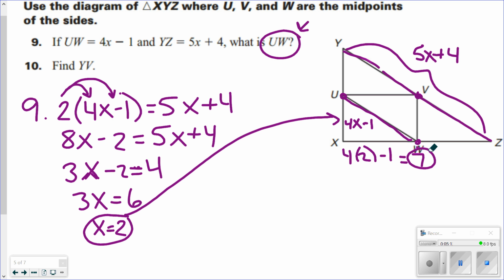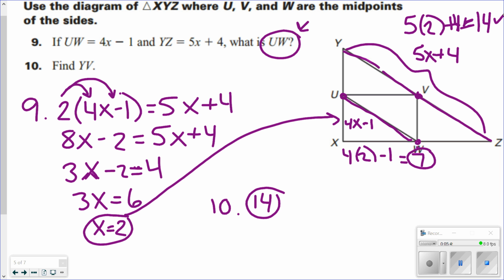All right, so for question number 10, and I'll write 10 here, it says, what's the length of YZ? Well, if the shorter midsegment is 7, what would YZ be? Well, it would have to be double. So we know that it has to be 14, right? But let's double check to make sure that our math is correct. So if I have 5 times x, which we know is 2, plus 4, that is equal to 14, and we are correct.